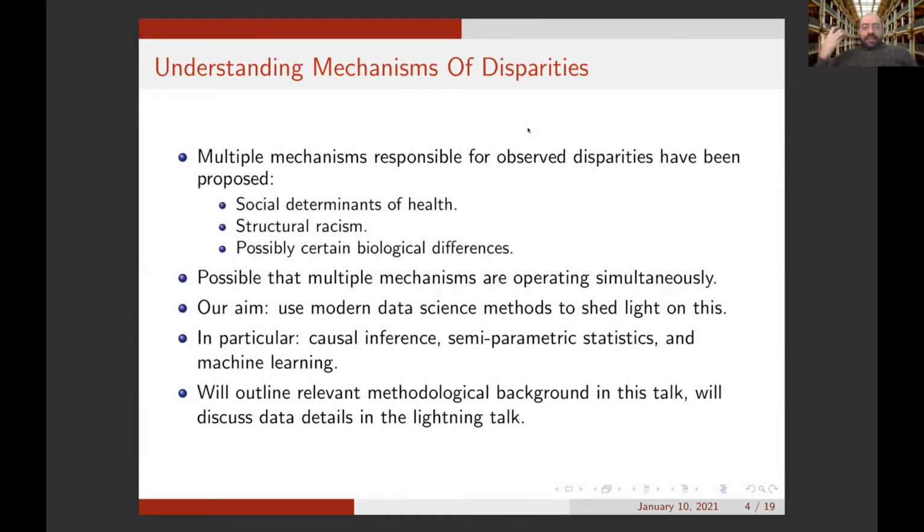In particular, using modern causal inference methods, semi-parametric statistics, and machine learning. So in this talk, I will outline the methodological background that we will need to discuss the actual data part, and I will discuss the data part in my lightning talk later today.